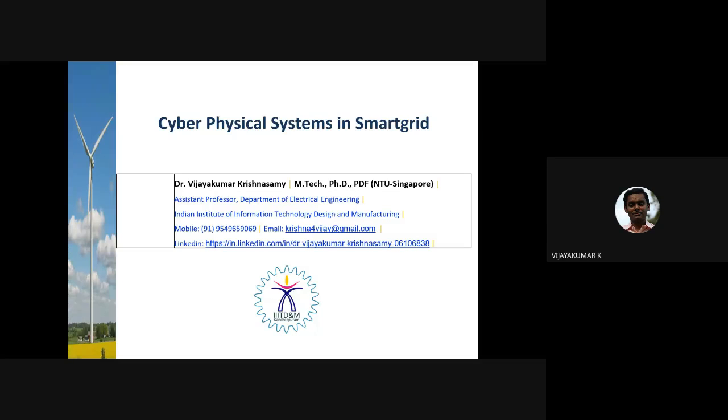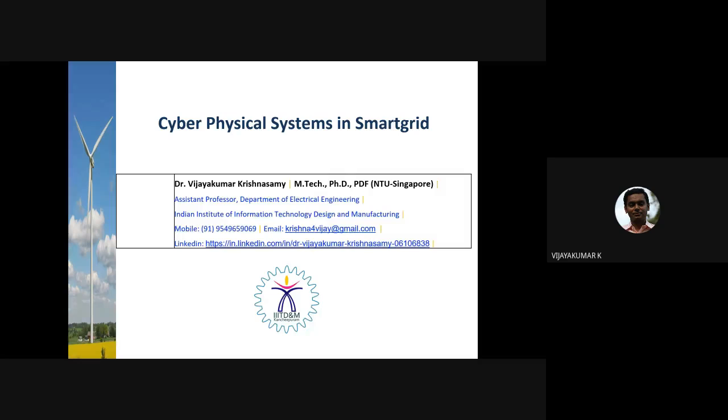This is machine learning techniques in smart grid. Before going to that, we have to understand what are the devices or components in a smart grid system, and how machine learning or artificial intelligence gives support to these smart grid systems.